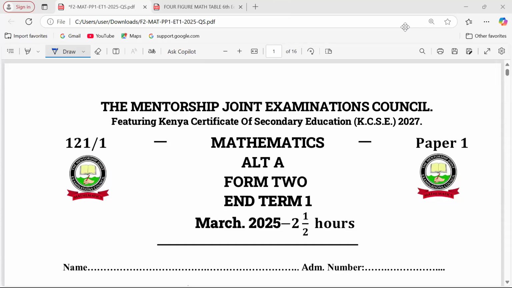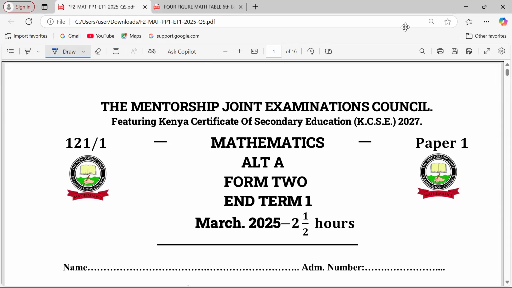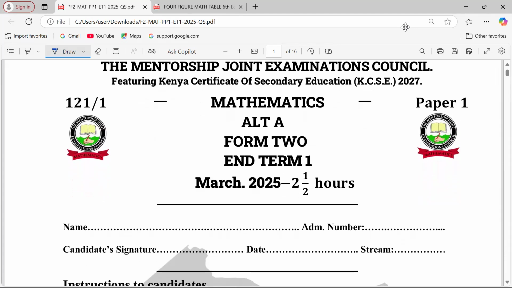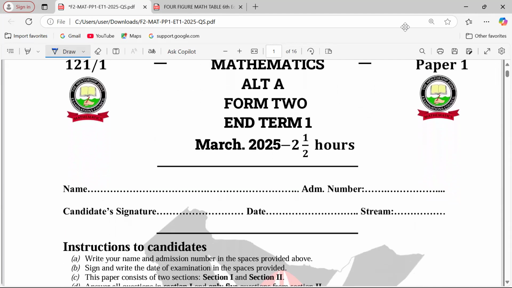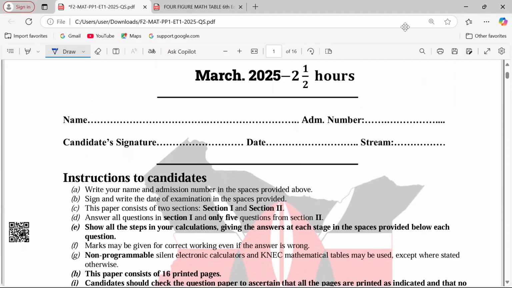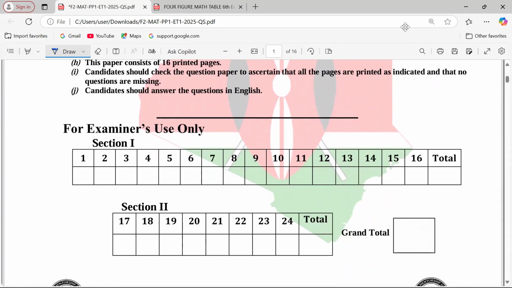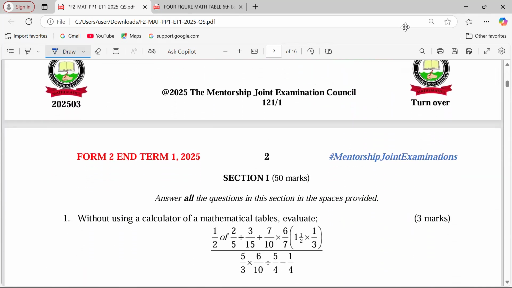Welcome so much to this lesson. We're going to discuss mathematics paper 1, which comprises mostly form 2 and form 1 work. This time around, we're going to focus on a form 2 mathematics paper. So I hope that you guys shall benefit from this particular program.